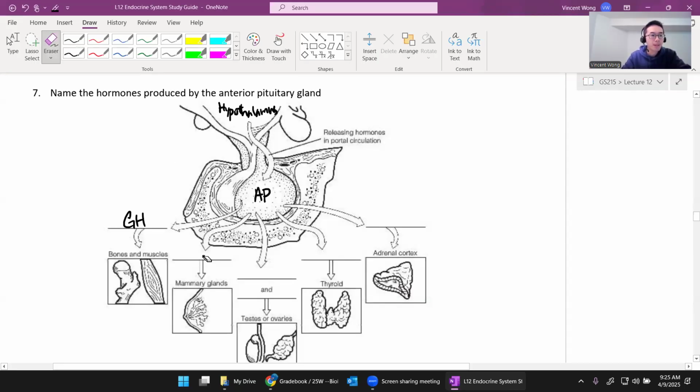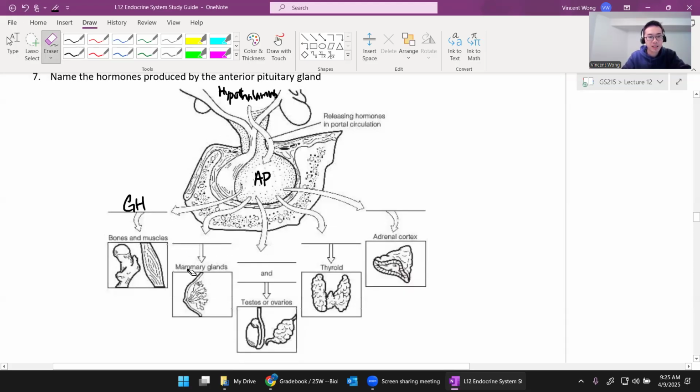What about the mammary glands? Okay, people usually get this one wrong. What comes out of the AP that affects the mammary glands? Prolactin. That's right, prolactin. Thank you. PRL, right? Not oxytocin, because oxytocin is from the other one. It's from the PP, posterior pituitary gland. That's the oxytocin and then ADH.